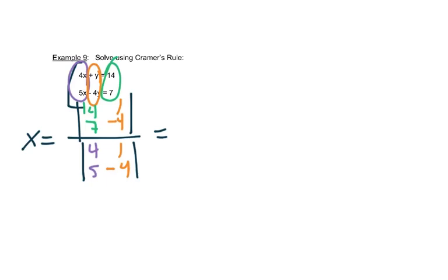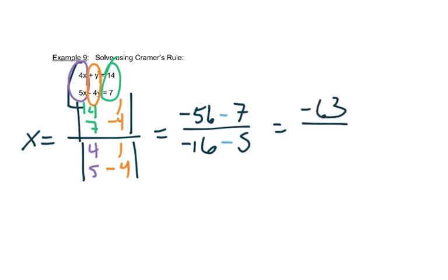So here we'd have 14 times negative 4, which is negative 56, minus 1 times 7, which is 7. On the bottom we'd have 4 times negative 4, which is negative 16, minus 5 times 1, which is 5. Negative 56 minus 7 is negative 63. Negative 16 minus 5 is negative 21. And negative 63 divided by negative 21 is 3.